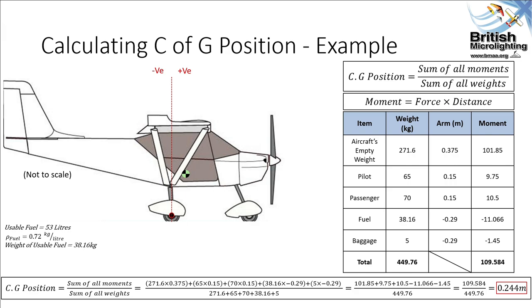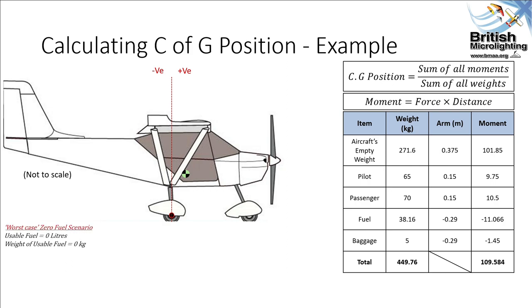As an aircraft operator, we need to ensure that this change in CG during flight will not make the aircraft unsafe to fly. To confirm this, we can just rework some of our prior calculations to account for a worst-case zero-fuel scenario. In other words, we are now calculating the CG position of the aircraft when no usable fuel remains. First, let's update our table of values accordingly for this scenario. Note that not only the weight of the fuel is decreased to zero, but there is also no fuel moment arm. Using these revised figures, let's recalculate the CG position of the aircraft.